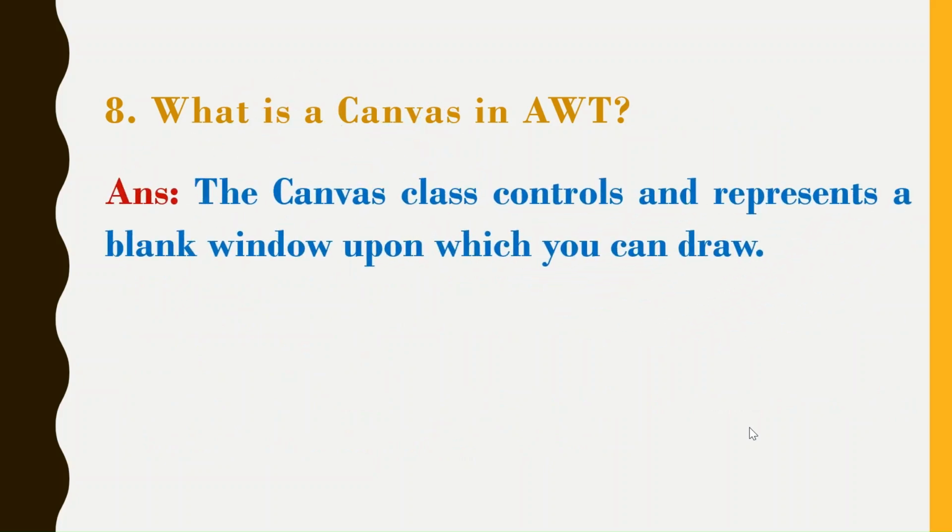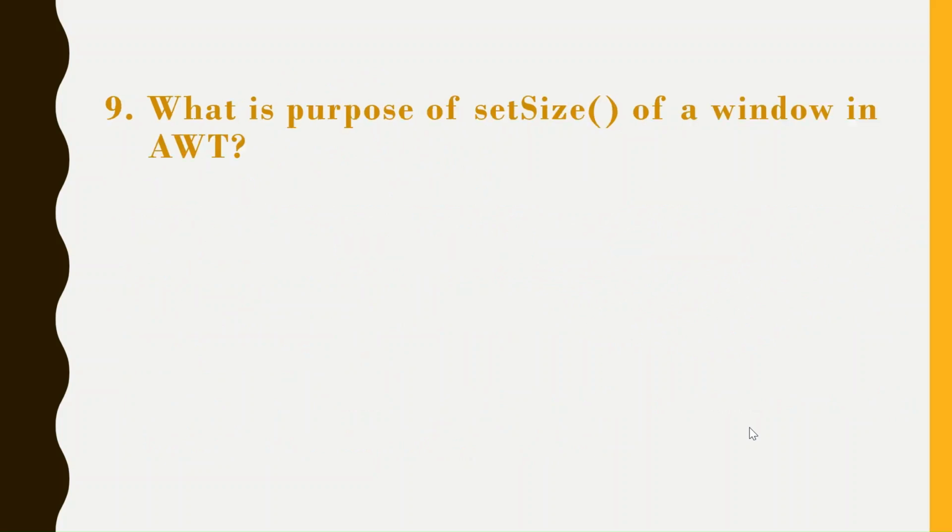The canvas class controls and depends on a blank window upon which you can draw. So canvas is nothing but a layer surface where you can draw some graphics, some lines, some rectangles, some circles. Actually the canvas is not visible, but still it is acting as a mirror surface on the container so that you can put some graphics.